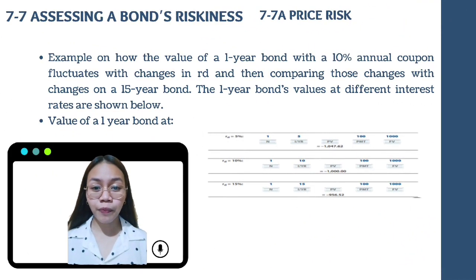So here's an example on how the value of a 1-year bond with a 10% annual coupon fluctuates with changes in rd, and then comparing those changes with the changes of a 15-year bond. The 1-year bond values at different interest rates are shown below.